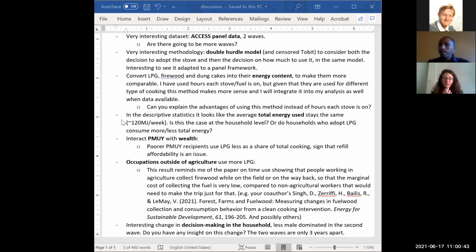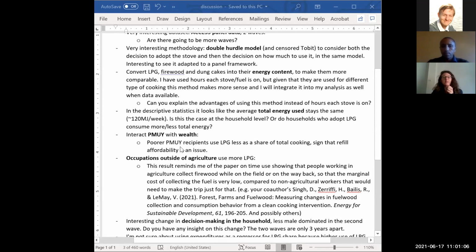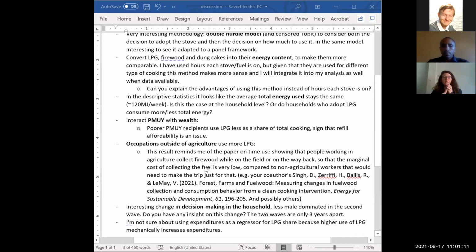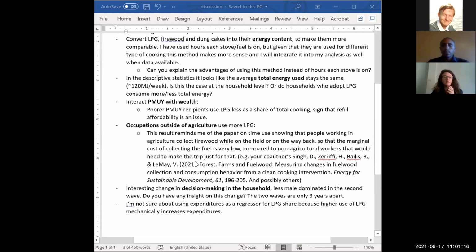And then I also found it very interesting that in one of your specifications, you interact being a PMU receiver, receiving the subsidies for LPG connection, with the wealth level. And so you can say that within the recipients of these subsidies, those that are slightly more well off tend to use more LPG. So you present interesting evidence that refill affordability seems to indeed be an issue, because people receive the subsidy only for the LPG connection, but then they have to pay for the refill themselves.